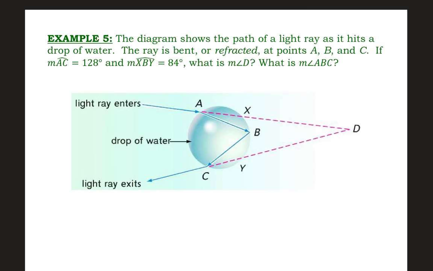All right, the diagram shows the path of a light ray as it hits a drop of water. The ray is bent or refracted at points A, B, and C. If arc ABC is 128 and arc XBY is 84, what's angle B and then what's angle ABC? All right, A to C is 128. So let's go ahead and put 128 on A to C. And then I gave you that XBY, this arc here, is 84. Their question is, what's angle B? What should we do?